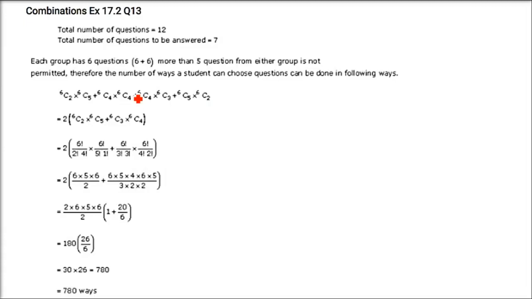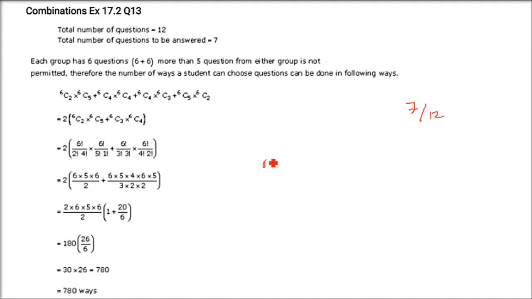A candidate is required to answer 7 questions out of 12 questions, which are divided into 2 groups, each containing 6 questions. He is not permitted to attempt more than 5 questions from either group. In how many ways can he choose 7 questions? Now the question is 7 questions out of 12 questions.